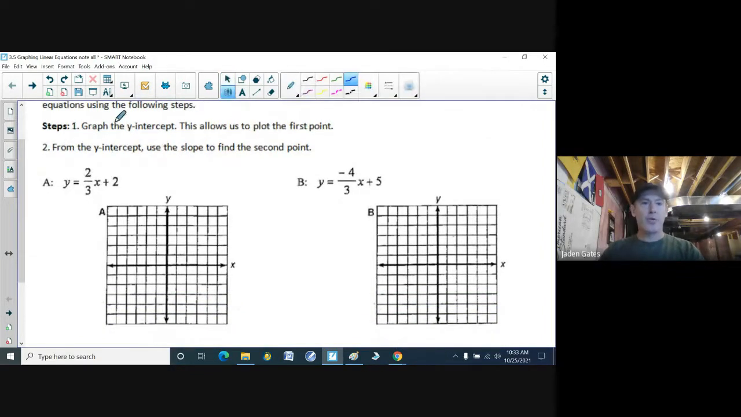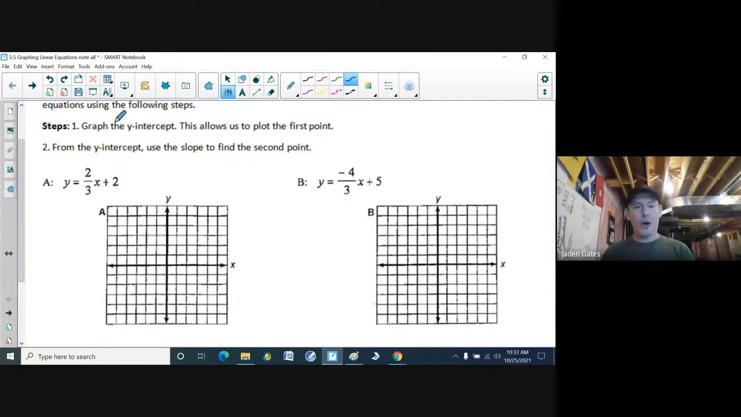The first thing is we're going to graph the y-intercept, and this allows us to plot the first point. Now, from that y-intercept, we're going to use the slope to find not only the second point, but other points, because again, the slope is the pattern of the line.